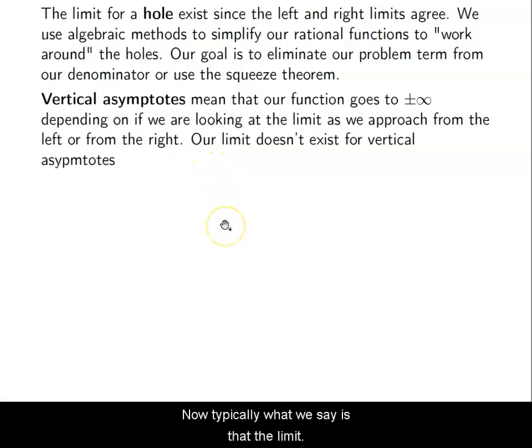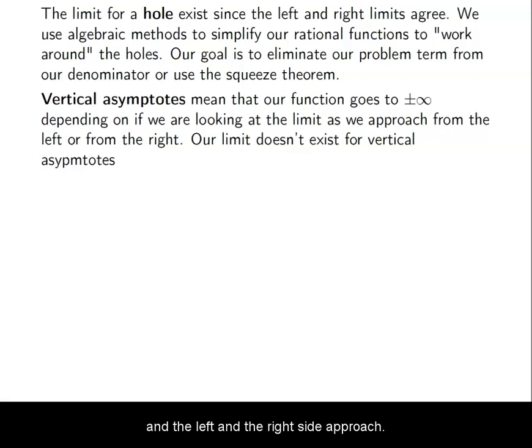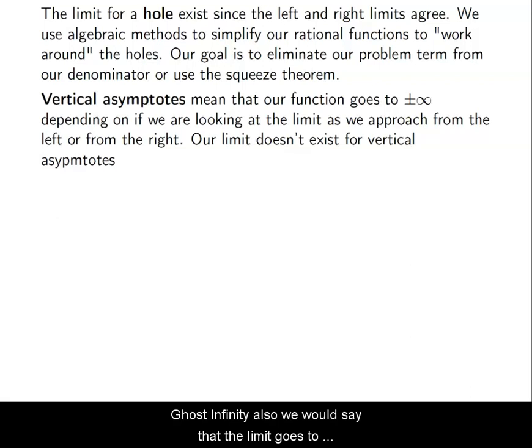Now, typically what we say is that, let me rephrase this, even if the left side approach for a vertical asymptote goes to infinity, and the right side approach goes to infinity also, we would say that the limit goes to infinity, but we also say it doesn't exist because infinity is not a number. Typically when we're doing math and we're portraying this information to somebody, we would say the limit goes to infinity, right? But technically the limit does not exist because infinity is not a value. But we say infinity or negative infinity because it portrays to the reader that that is what our function does at this point.